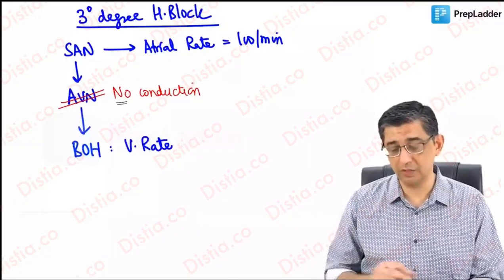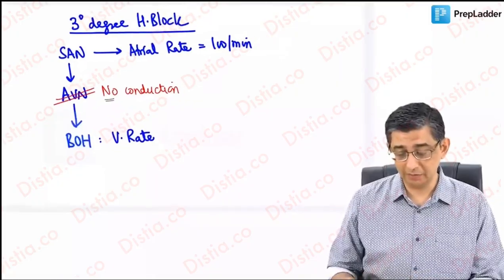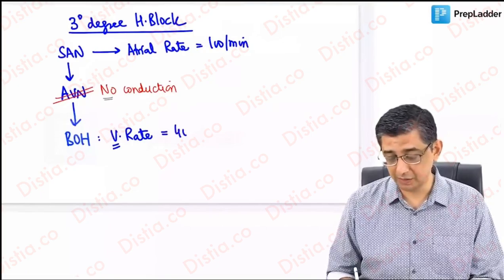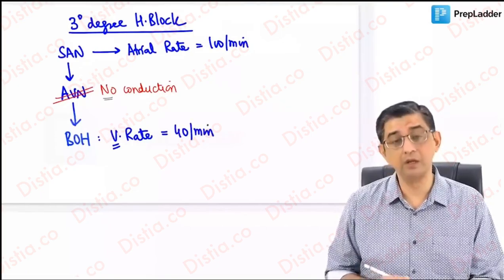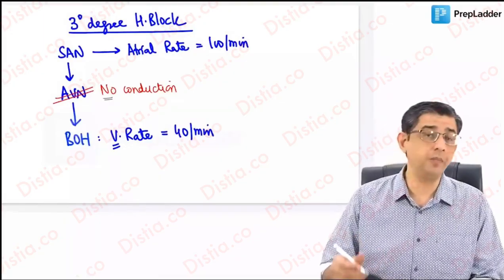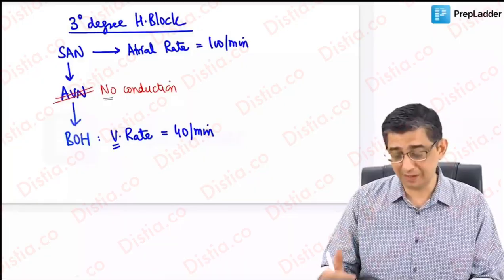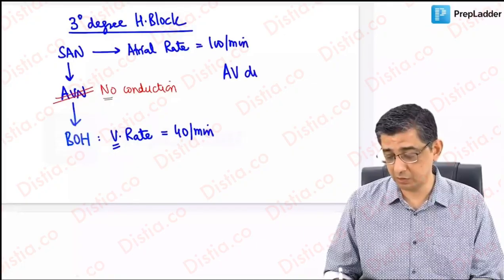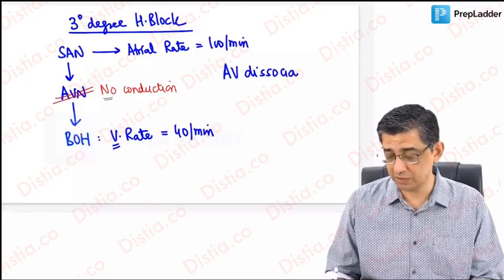So in a person with third degree heart block, the ventricular rate is controlled by the bundle of His, as a result of which the ventricular rate will be only 40 per minute. If you look at the mathematical association here, the atria are beating about 2.5 times faster as compared to the ventricular rate. So one reason why these patients will be having syncopal episodes is AV dissociation.